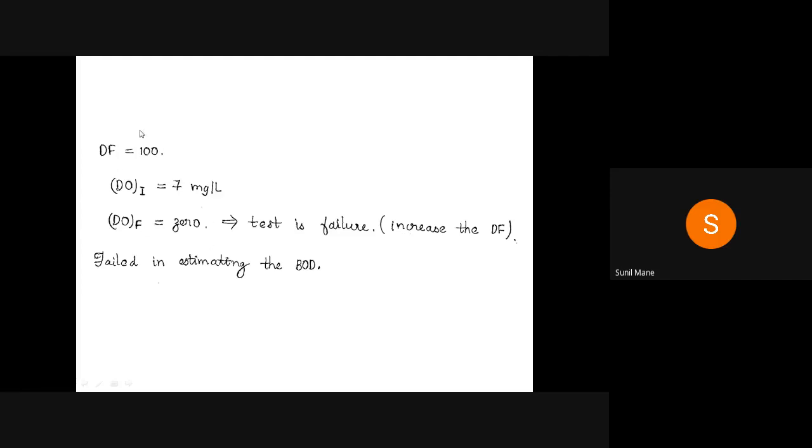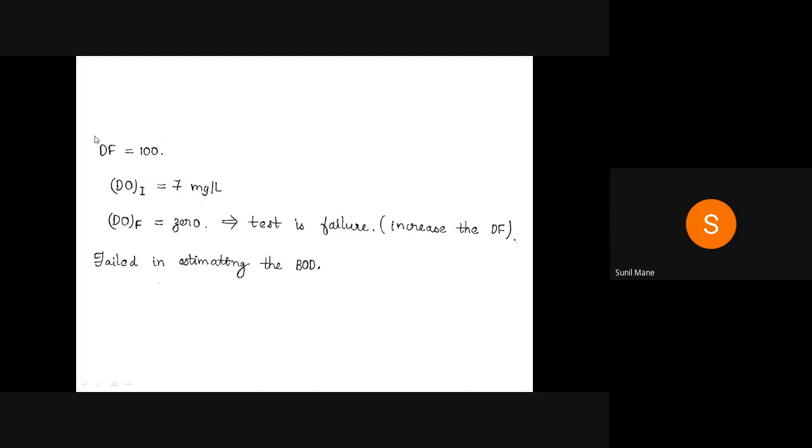Whether the dilution factor has been utilized or not, even if it is not utilized, in that case the test is failed because of this particular zero result. The reason is that we don't know at what point the dissolved oxygen has become zero. So we cannot estimate that, and that is why the test is failed, and the failure of the test is because of the dilution factor.